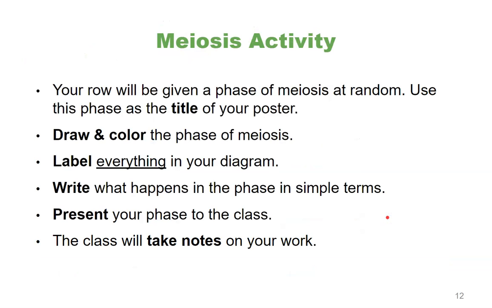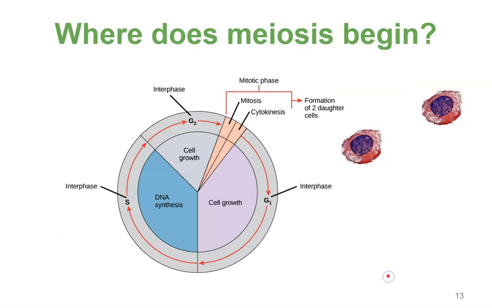Okay, so normally I would do this activity with you all if we were in person. You're welcome to try it on your own. You're just going to make a nice little poster about a phase of meiosis. And all you do is title it with that phase. You'll draw, color, and label it, and then write just really shortly, briefly, what happens in that phase. And then we would normally present it.